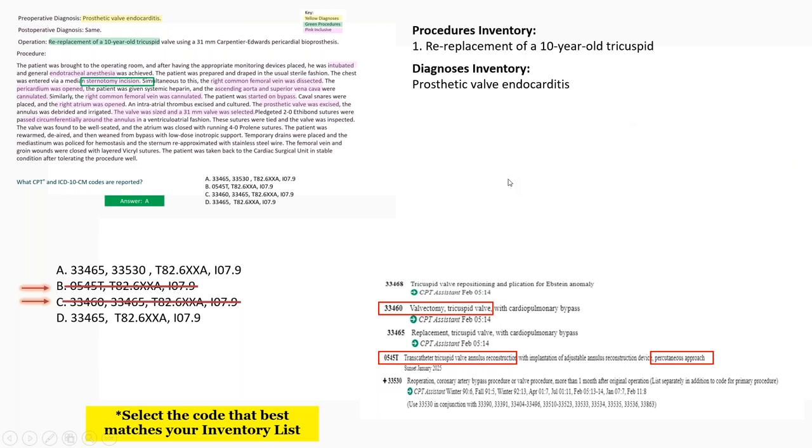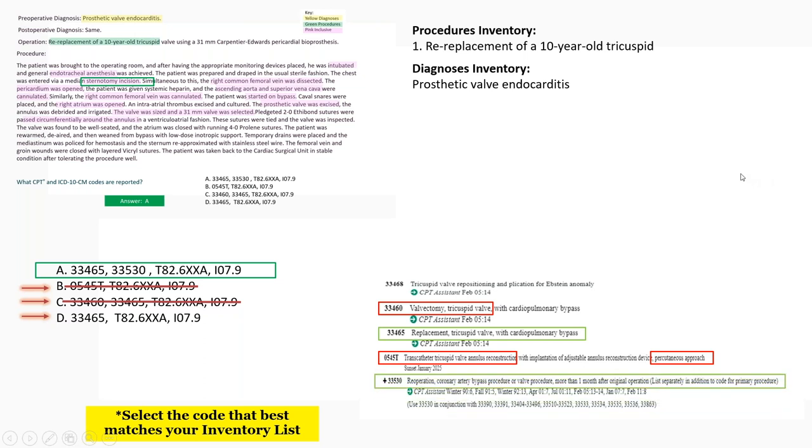And I saw like majority of traffic was between the option A and option D. And let's look what's wrong with option D. 33465, which is coding for replacement of tricuspid with pulmonary bypass. And the option A is having 33530 as well, which is the correct answer, because option D is an incomplete option. And let's see what 33530 is coding for.